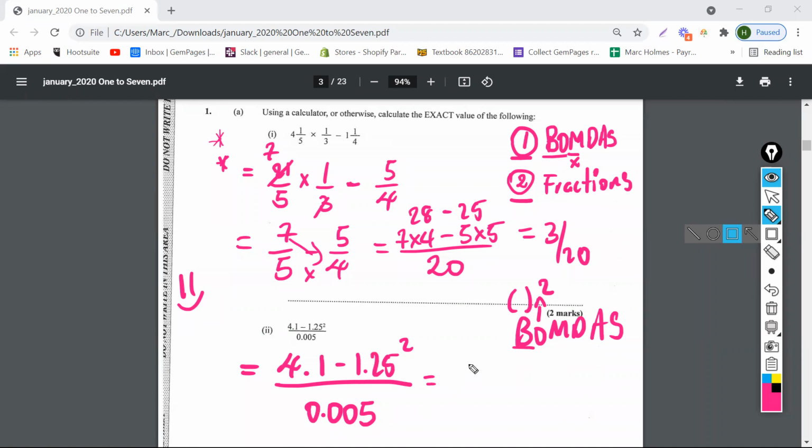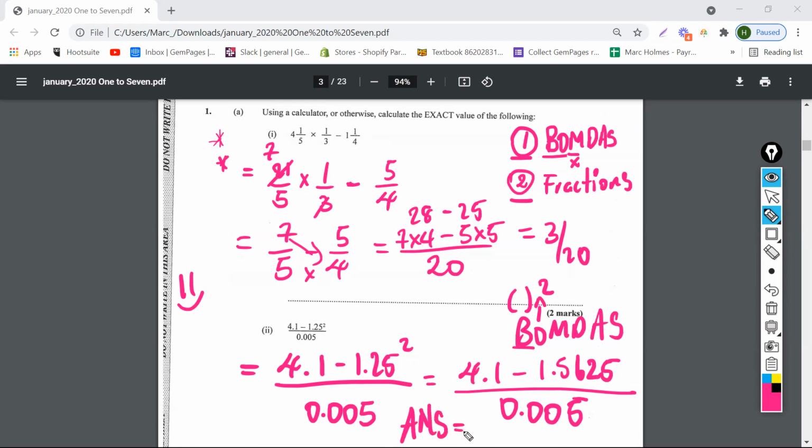So if we square 1.25, guys, we're going to get 1.525, I think. Is it 1.525? Let me check my calculator. 1.5625, sorry about that. Yes, 1.5625. And if you divide this by 0.005, your answer should end up being 507.5. Yeah, and that's the answer. Cool.